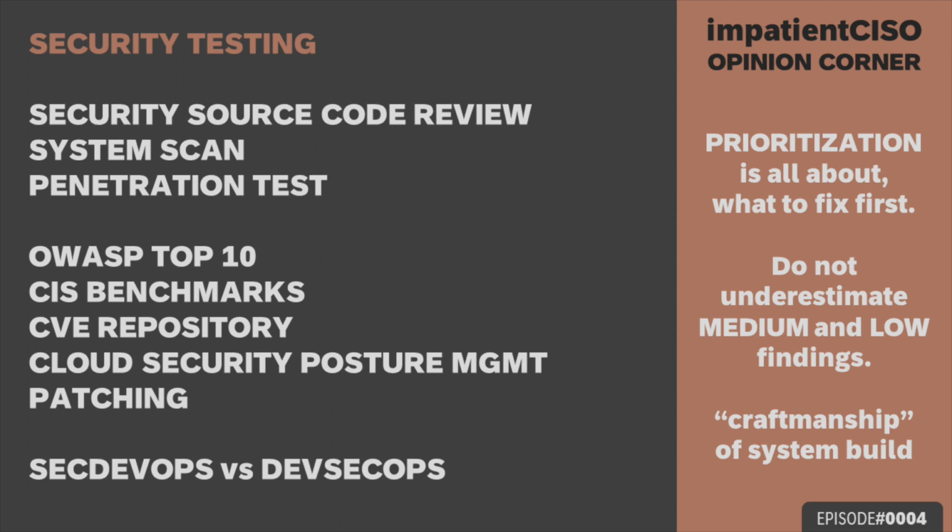OWASP top 10 already mentioned. Another good benchmark for security is the CIS benchmarks. These are profiles for hardened servers. There you have the outline of what kind of configuration you should do on top of a normal standard config that comes from the factory, to improve the system and make it more secure.